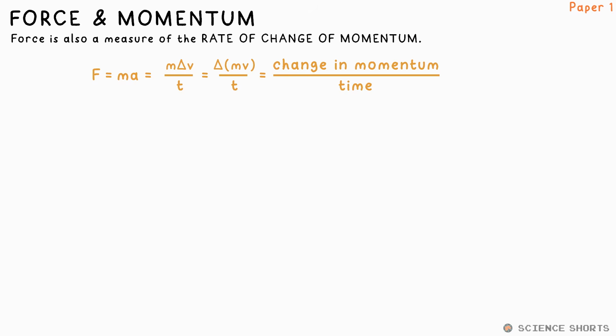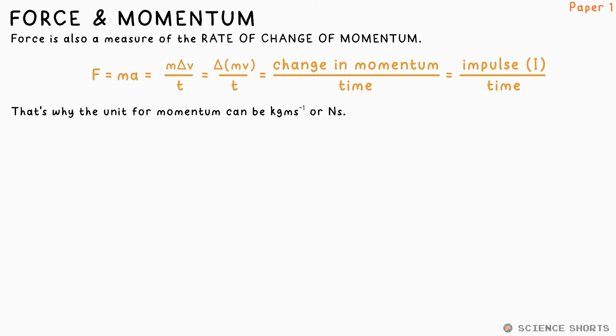Force and momentum are closely linked. Newton's second law says that F equals ma, but we also know that a is equal to delta v over t. But actually it's also true that force is equal to change in momentum over time, or we can say the rate of change of momentum. That's why the alternative unit for momentum is newton seconds.